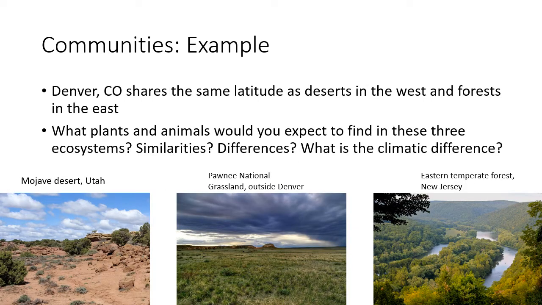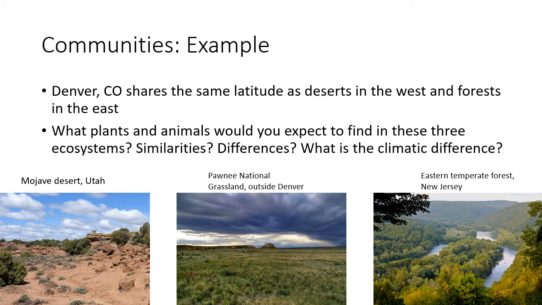Okay, so the different communities, the different populations of the different species are going to be adapted for the biomes that they live in. And I have 3 examples down here on the bottom. Just think about some of the similarities, think about some of the differences between the plants and animals that you would find in these places. And note that all of these share roughly the same latitude.